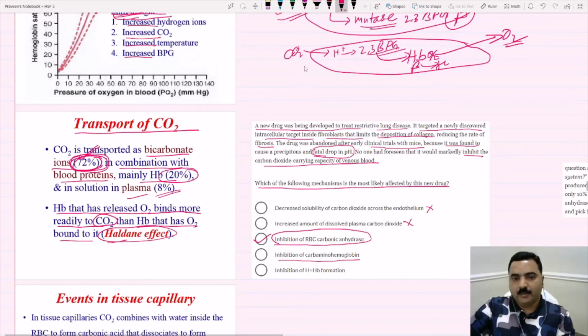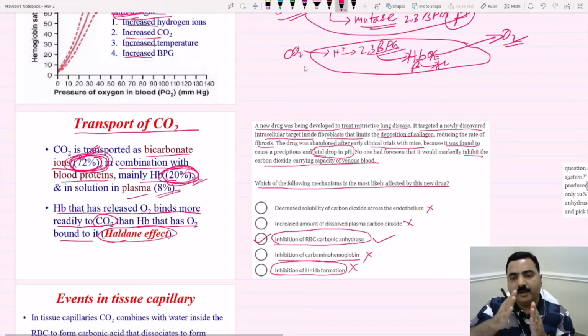Inhibition of carbaminohemoglobin? No, how much percentage is it? It is only 20 percent, not the 72 percent. So it's only 20 percent as carbaminohemoglobin. Inhibition of H plus HB? No, not that one. When you inhibit the hydrogen ion binding to the hemoglobin, it changes the oxygen delivery, not the carbon dioxide problem.